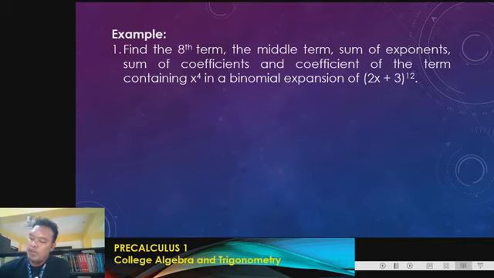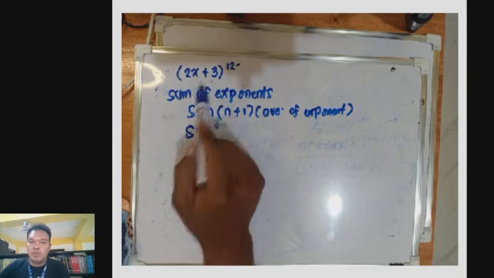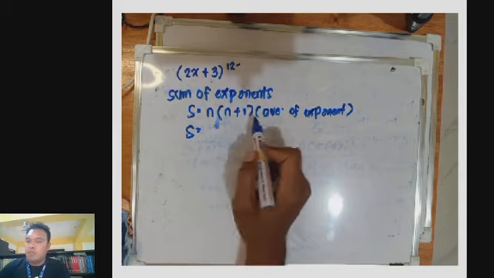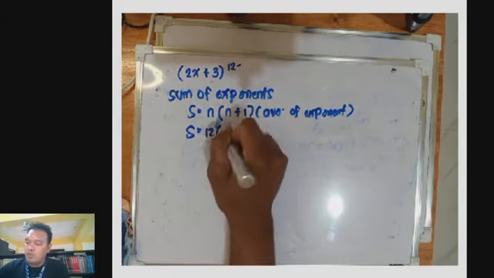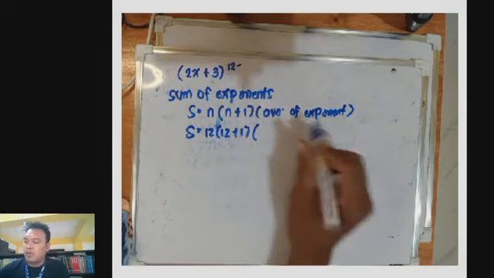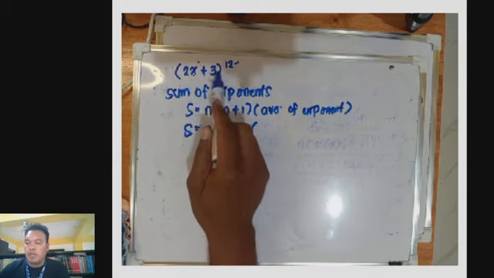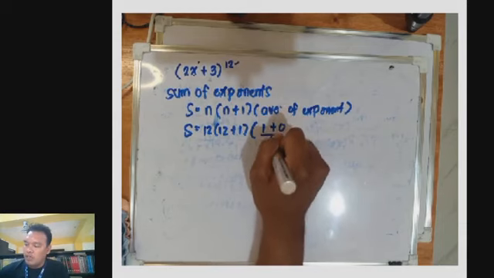So, we have S sub n is equivalent kay, wait pala, hindi para makita. Okay, so we have 2x plus 3 raised to 12. So the sum of exponents formula is n times n plus 1 times the average of exponents. So we have n which is 12 times 12 plus 1 times yung average of exponents. Average of exponents we have 1 dito. Dito wala namang ibang exponents yan, no? So lalabas we have 1 plus 0 over 2.